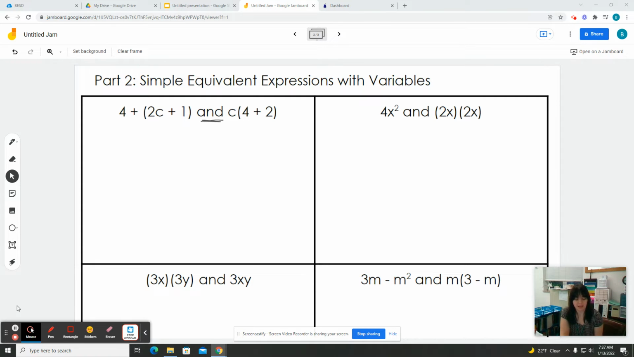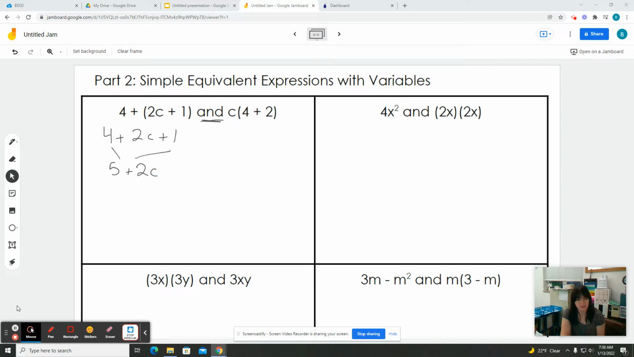But on one side, we're going to do this one where we have 4 plus, now we have parentheses around the 2c plus 1. But really, there's nothing to distribute. The parentheses are just there. It's not going to change anything if they're there or not. So we're just going to take them away and end up with 4 plus 2c plus 1. Well, we can combine the 4 and the 1 to be 5, right? Because 4 plus 1 is 5, and then plus 2c.